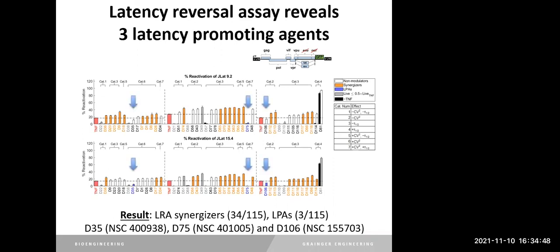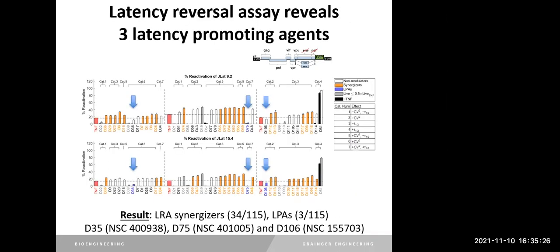And more importantly, I mentioned in the first drug screen that we only found 1 latency promoting agent, one of those stabilizers that suppress reactivation of latency. And in this screen, we found, according to these 3 blue arrows that I'm showing you here, 3 latency promoting agents, where you can see that the bars are below the dashed lines. So they consistently, D35, D75, and D106 of these compounds, consistently lowered the reactivation.